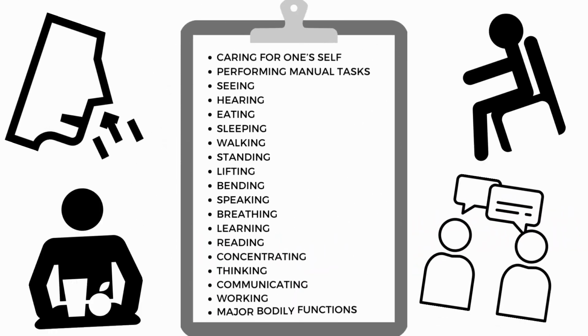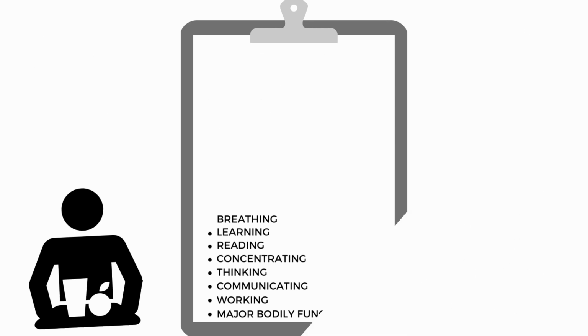Major life activity. According to the U.S. Department of Education, major life activities include, but are not limited to, caring for oneself, performing manual tasks, seeing, hearing, eating, sleeping, walking, standing, lifting, bending, speaking, breathing, learning, reading, concentrating, thinking, communicating, and working. Major bodily functions also count, including the functions of the bowels, bladder, brain, etc.